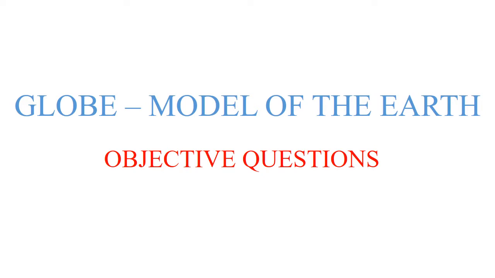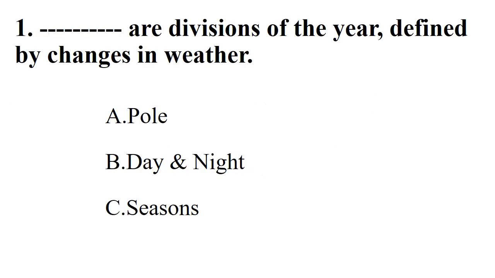Number 1. Dash are divisions of the year defined by changes in weather. Options: pole, day and night, seasons. Right option: seasons.